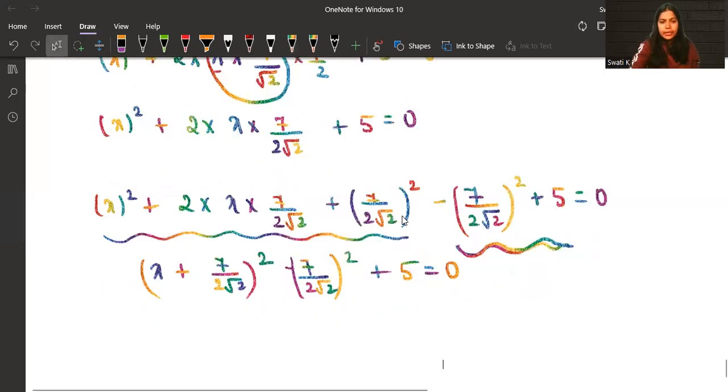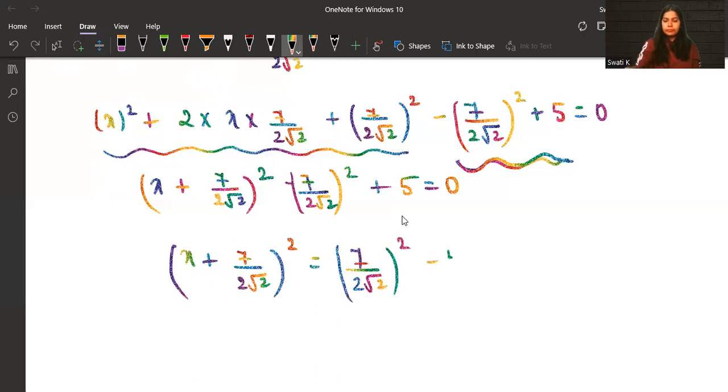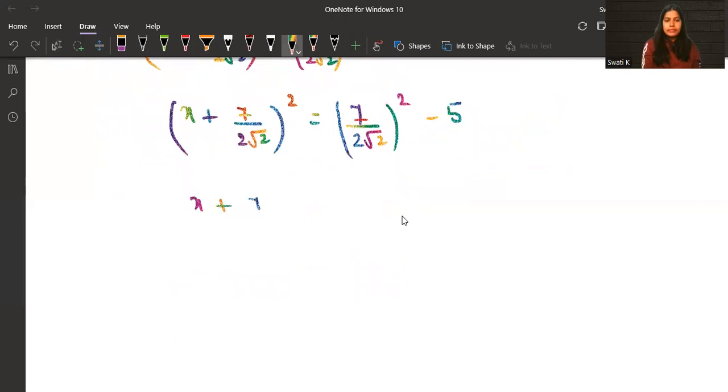All right, let's move ahead. So we can write this as (x plus 7 upon 2 root 2) whole square. If you shift this to the other side, it will become plus (7 upon 2 root 2) whole square, and plus 5 will become minus 5. Now we can write this as (x plus 7 upon 2 root 2) whole square equals, this is 49 and this is 2 square, 4, and root 2 square is 2 only. So 4 into 2 is 8, minus 5.